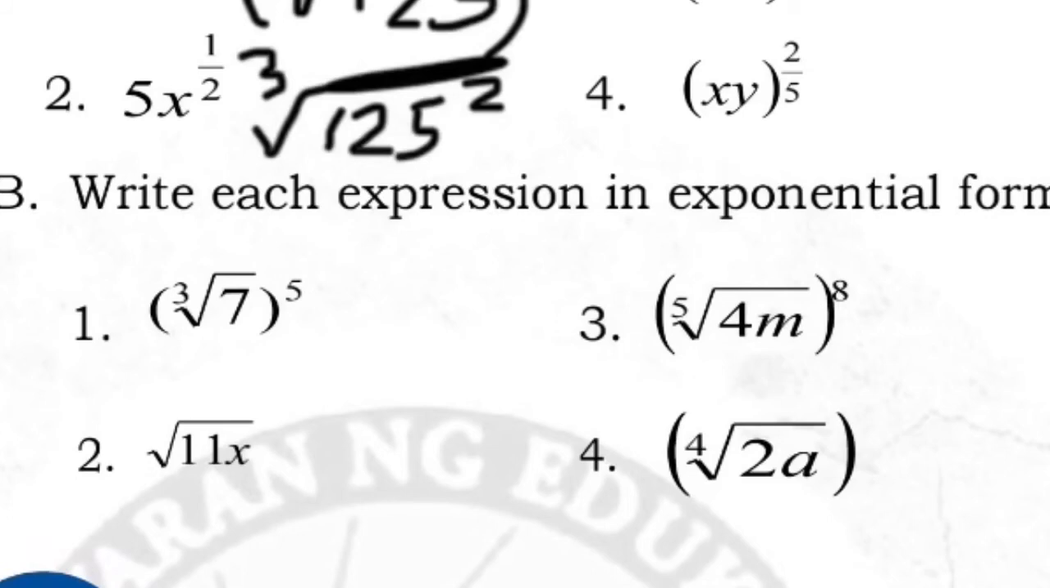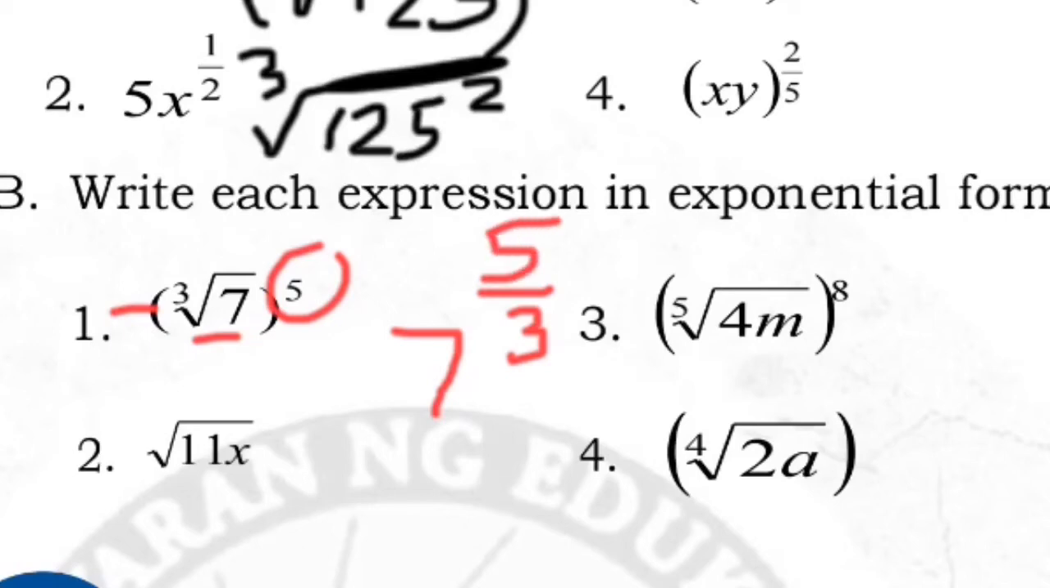Cube root of 7 raised to the power of 5. So our radicand here is 7, so this will be our base, 7. The index is 3, so our denominator for our exponential expression is 3. Then the exponent here is 5, so this will be our numerator, 5. So the cube root of 7 raised to the power of 5 is the same as 7 raised to the power of 5 over 3.